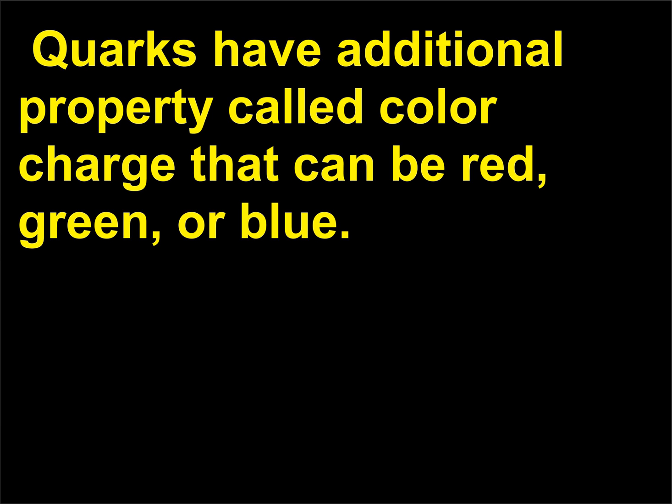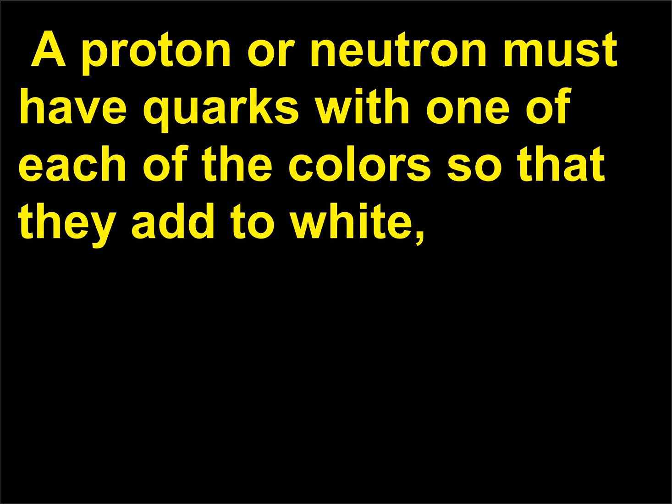Quarks have an additional property called color charge that can be red, green, or blue. A proton or neutron must have quarks with one of each of the colors so that they add to white, just like ordinary colors do.